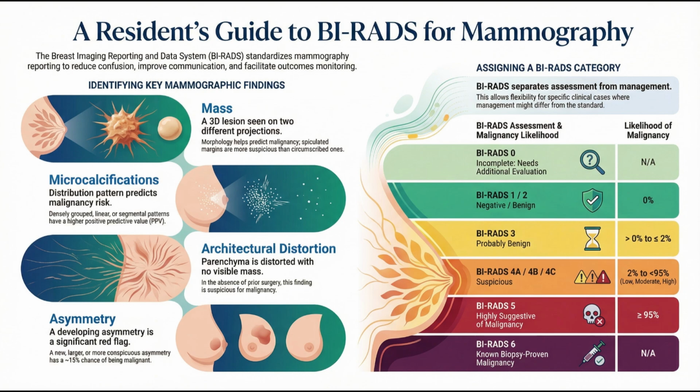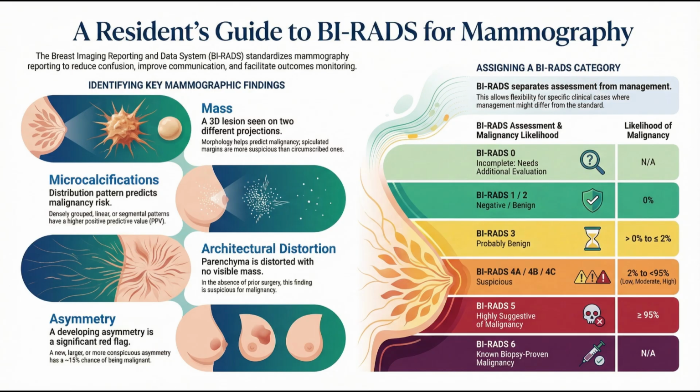And just quickly, what about the highest category? What's the rule for BI-RADS 6? BI-RADS 6 is very specific. It's reserved only for patients who already have a recent biopsy-proven breast cancer diagnosis, but they haven't had their definitive treatment yet. It just confirms that the image you're looking at is, in fact, the known cancer.